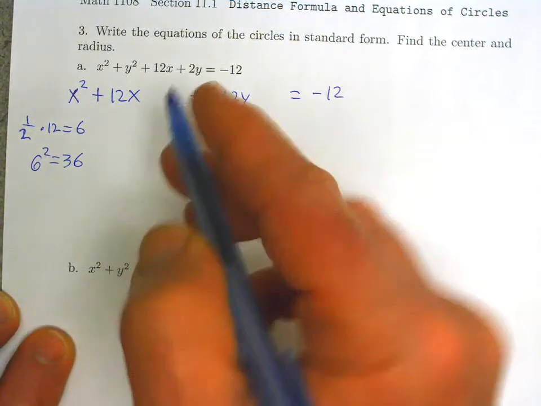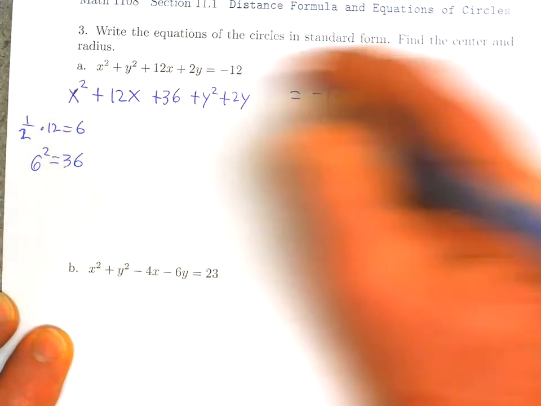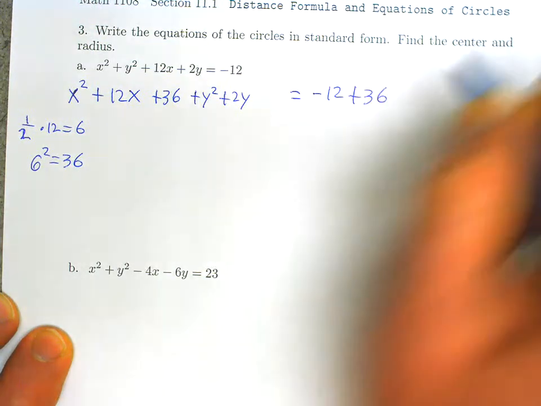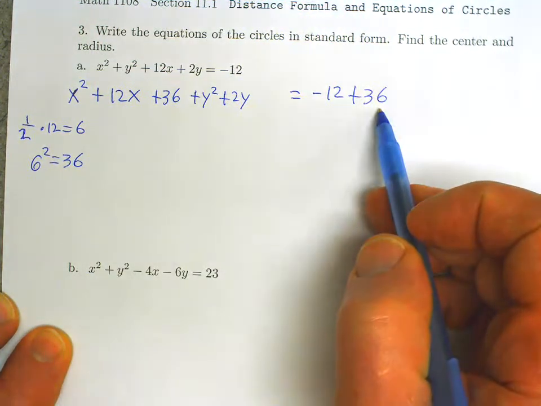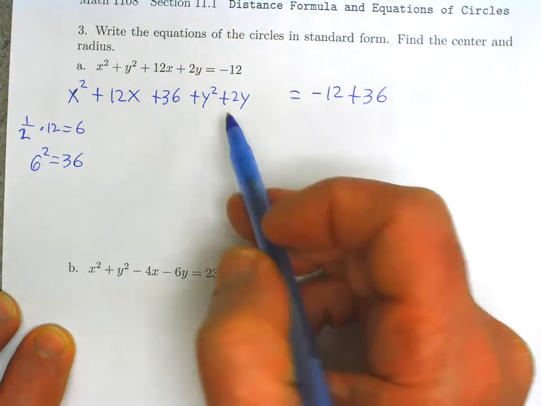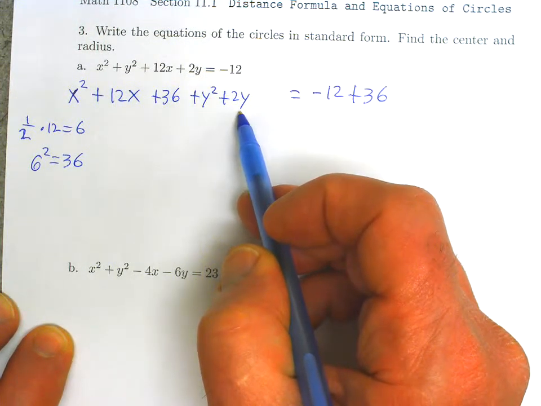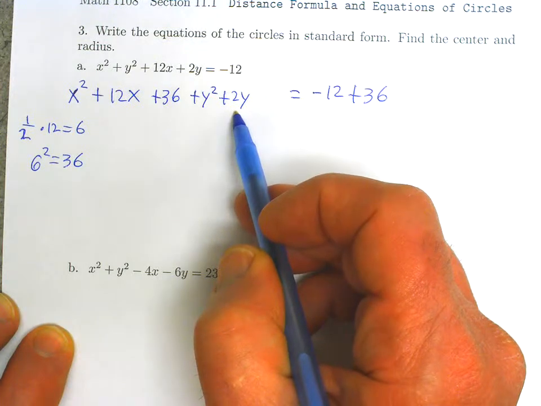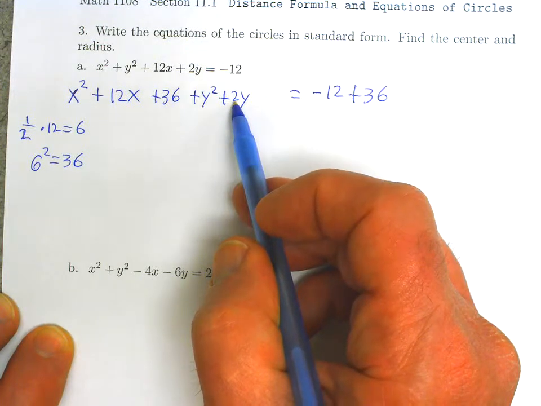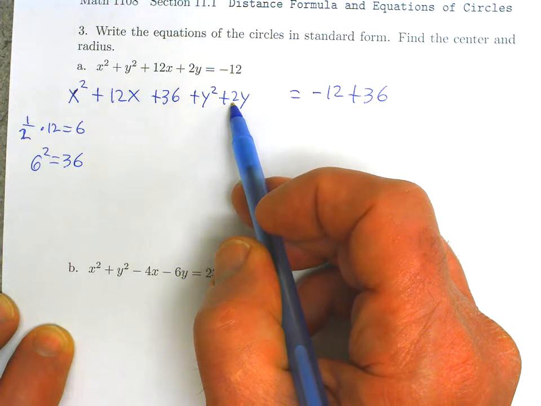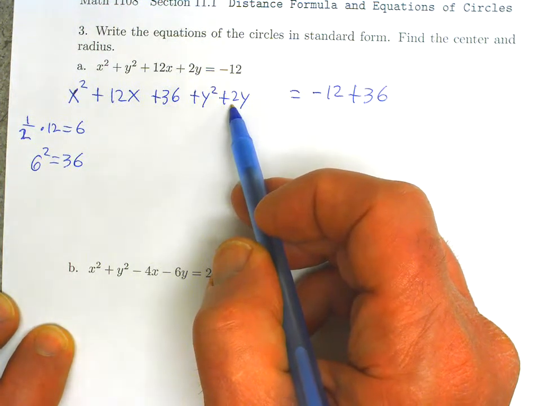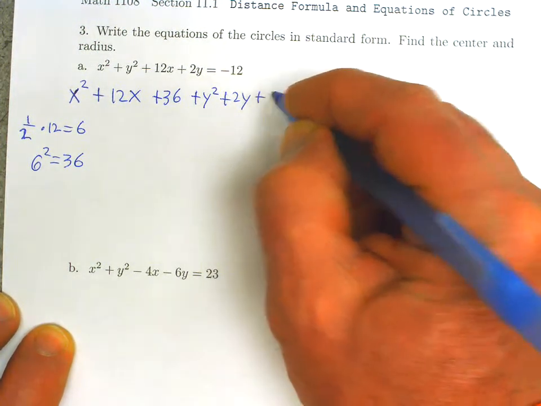Okay, so we're going to add 36 to both sides of the equation. Whatever you do to one side of the equation, you have to do to the other. Okay, then we're going to complete the square on y squared plus 2y. So this time, take 1/2 of 2. 1/2 of 2 is 1. Square it. 1 squared is 1, so we're going to add 1 to both sides.